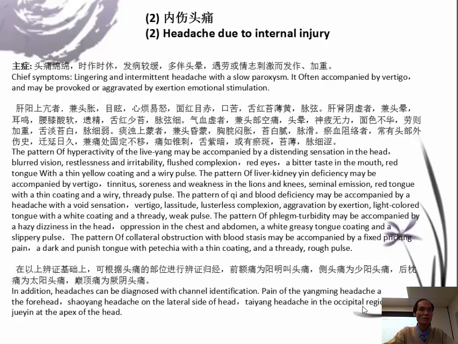So first of all, let's consider the hyperactivity of liver yang. Many people get headache because of liver yang. Besides headache, we always have a feeling of distension in the head, and they get blurred eyesight. The eyes sometimes get irritable. Of course, those people suffer from liver yang. We have a red face, and also the tongue gets red, and then the mouth.